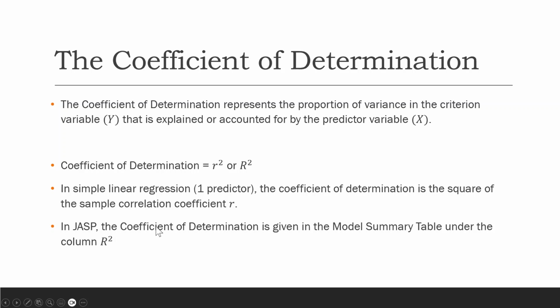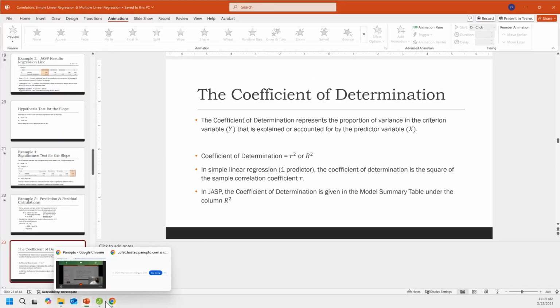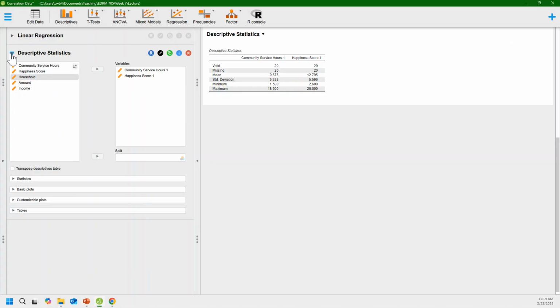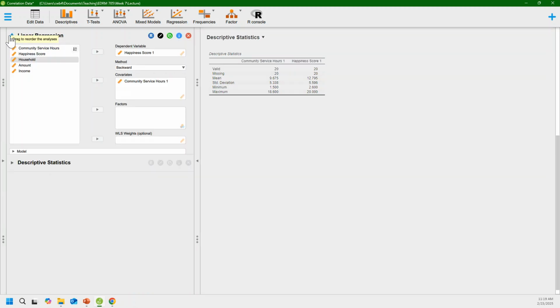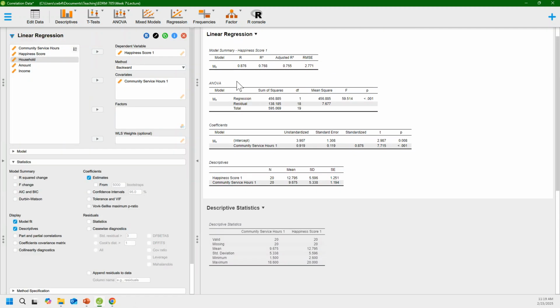In JASP, the coefficient of determination is given in the model summary table, and I'll show you that for the example that we just looked at. I'm going to go back to those regression results here. And I said that my results for the regression are in this coefficients table. There's a model summary table, which gives us an R and an R squared. We'll talk about this other adjusted R squared later, and you'll talk about that in your next statistics class.